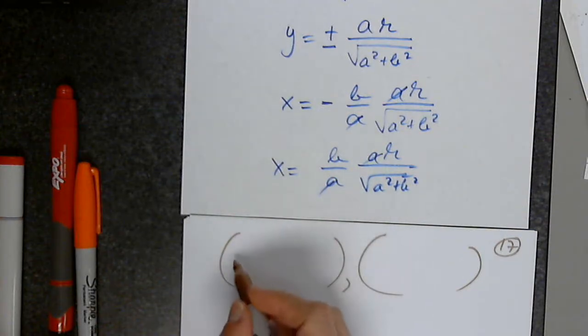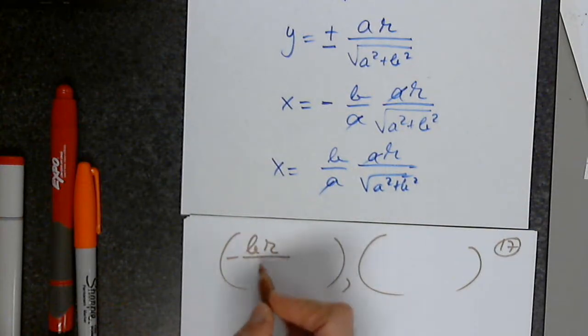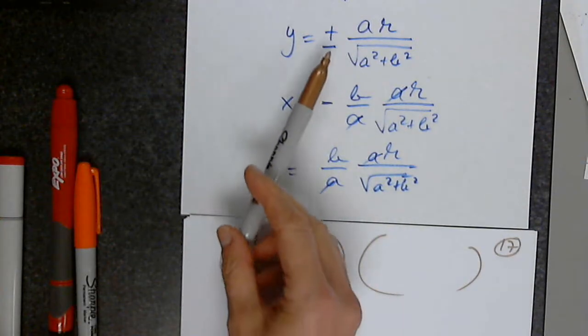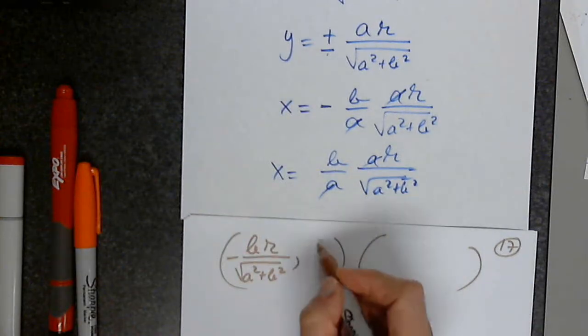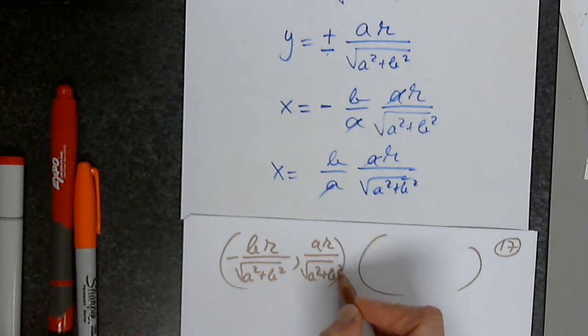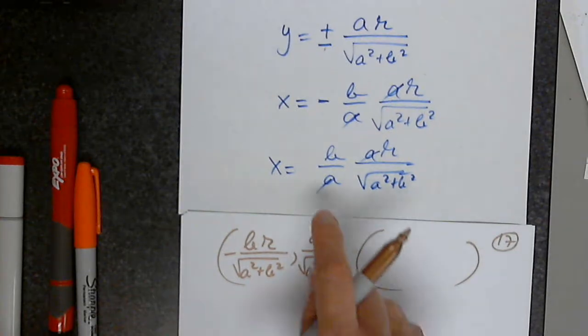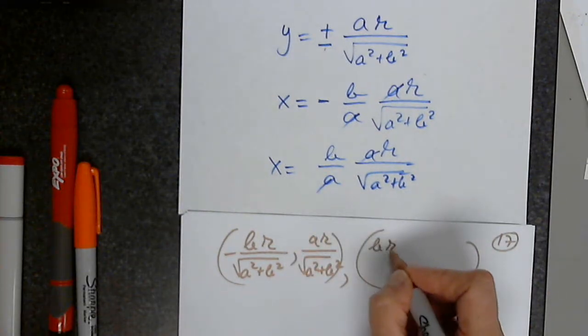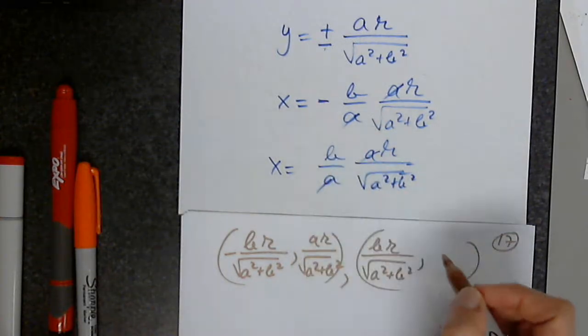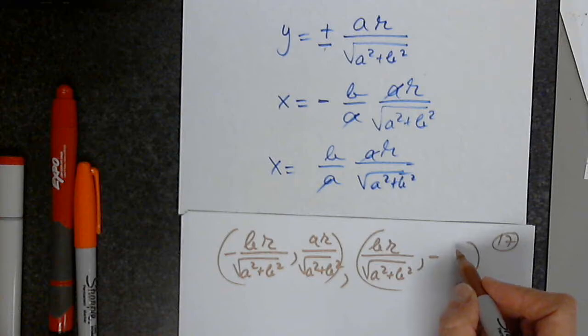When x is negative b r over the square root of a squared plus b squared, how much is y? With the plus, it's a r over the square root of a squared plus b squared. And the other option, b r over the square root of a squared plus b squared, and the other one with minus, negative.